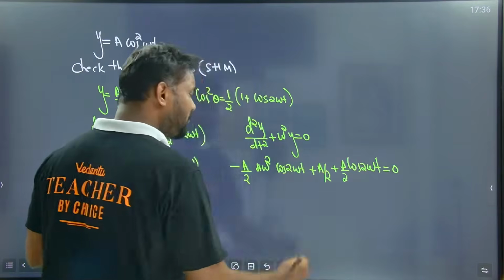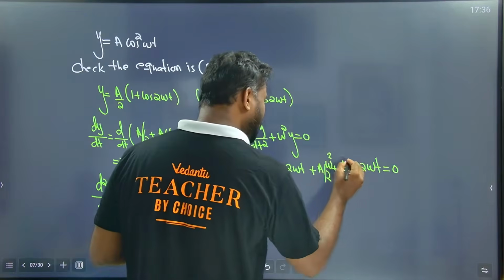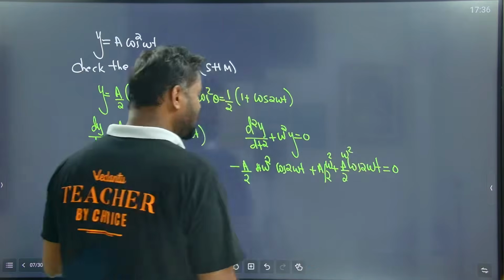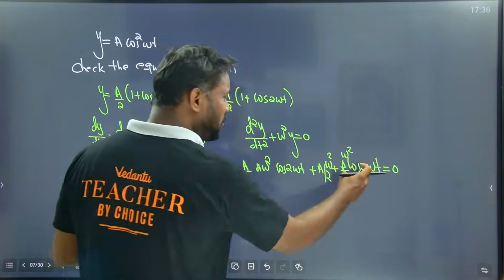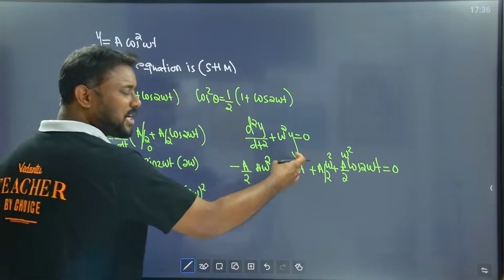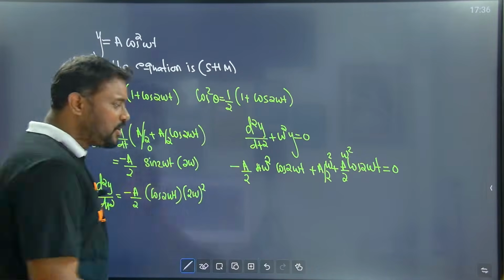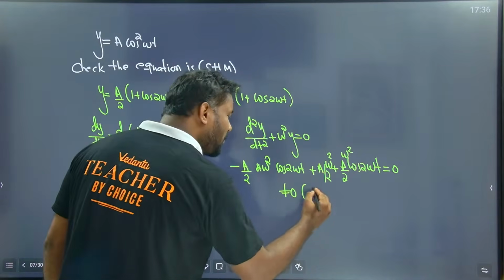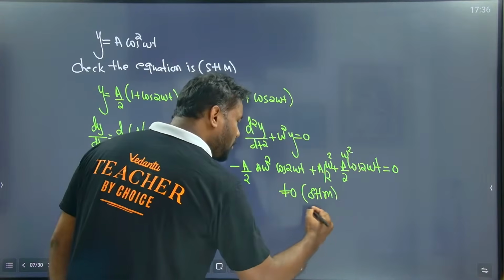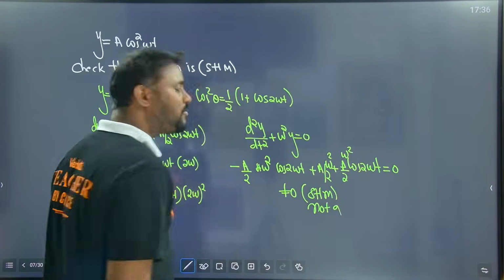Because if it is omega square multiplied, this is omega square, here it is also omega square. So this is not possible, it cannot cancel, right? So this is not equal to 0. So what can we say, this is not a simple harmonic motion.